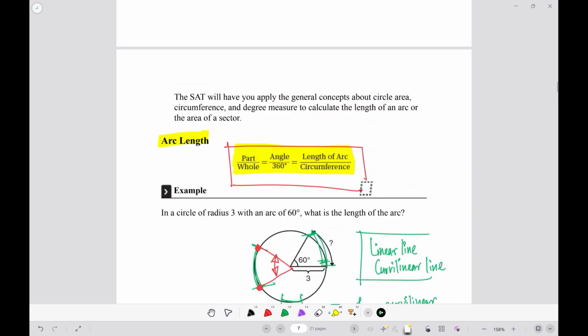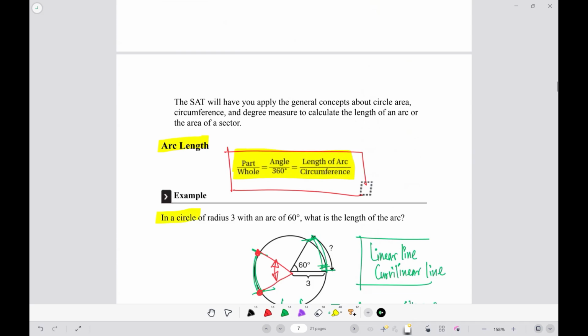For example, let's look at this problem. In a circle of radius 3 with an arc of 60 degrees, what is the length of the arc? You just need to use this formula, then put in the values. Just plug in and solve.